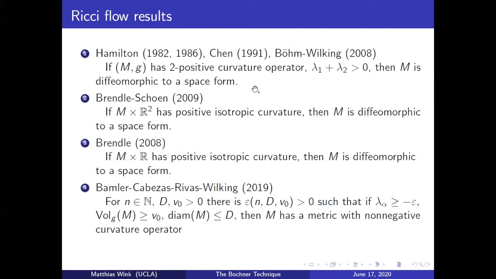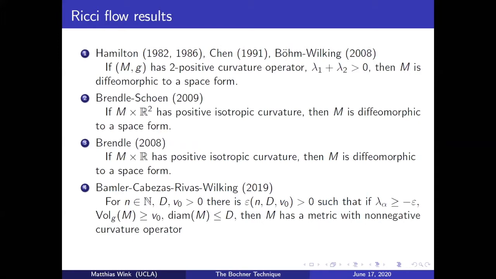Great. And then based on Böhm-Wilking's work, Brendle and Schoen proved the differential sphere theorem. And in this context, what they needed from Ricci flow was that if you have a manifold so that its product with the plane has positive isotropic curvature, then again, the Ricci flow evolves the metric into a metric of constant sectional curvature. And hence they get a diffeomorphism classification to a space form.